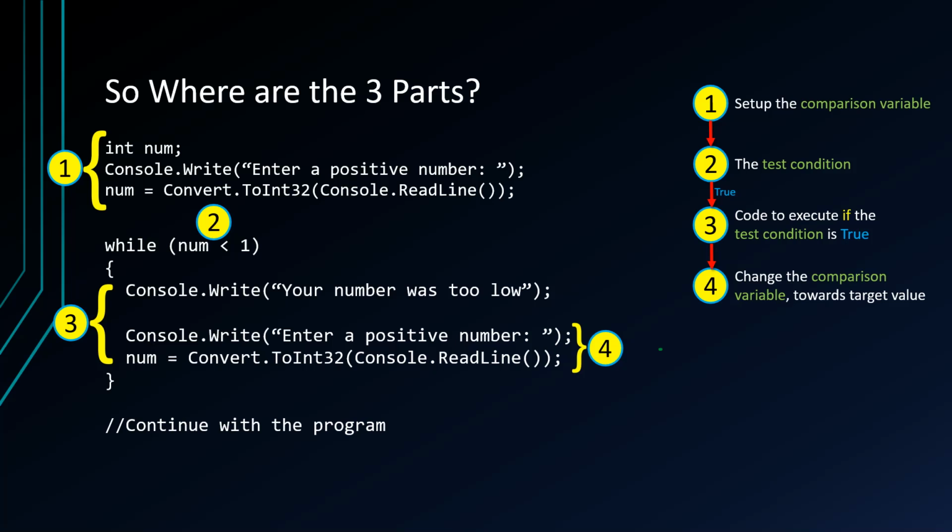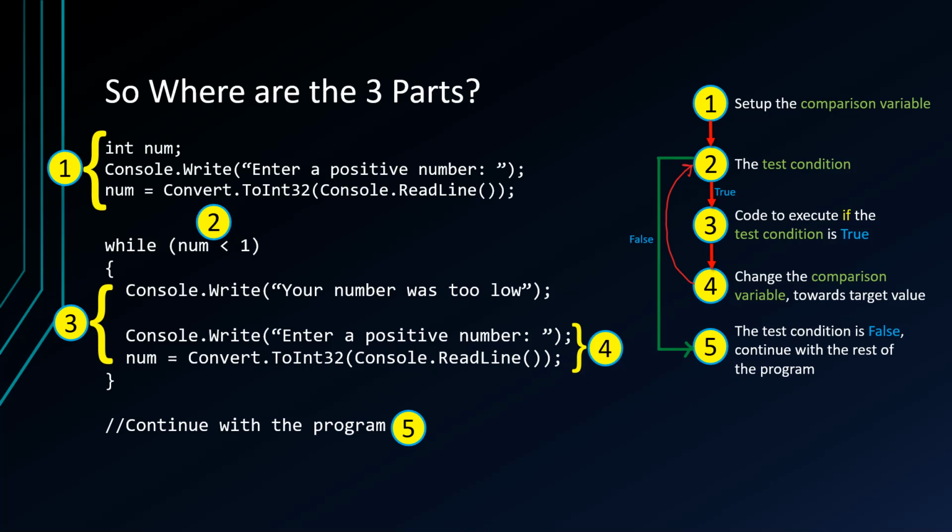And then when it's got that new value, it's got to test that new value. So it goes back up to the test condition, back up to number 2, and it says, is the new value less than 1? If so, go back in the loop. So we get that loop again: 4, 2, 3. 4, 2, 3. And it continues that whole process over and over again. Eventually, hopefully, the user will enter a number that's positive. When that happens, it fails the test condition, so the test condition is false, and it will continue on with the rest of the program, and it moves down to number 5. The test condition is false, continue with the rest of the program.